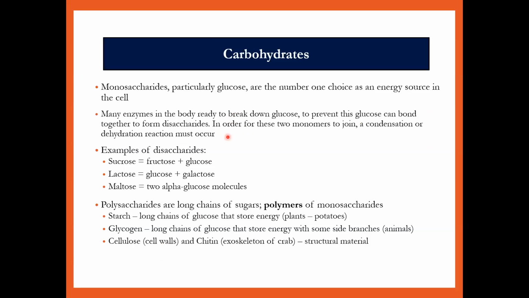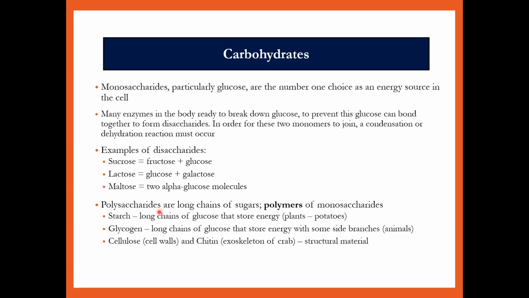Disaccharides are essentially 2 monomers that join together through condensation or a dehydration reaction. Some examples of disaccharides would be sucrose, lactose, and maltose. Sucrose is composed of 2 monosaccharides, fructose and glucose, coming together. Lactose is composed of the monosaccharides glucose and galactose, and maltose is composed of 2 alpha glucose molecules joining together.